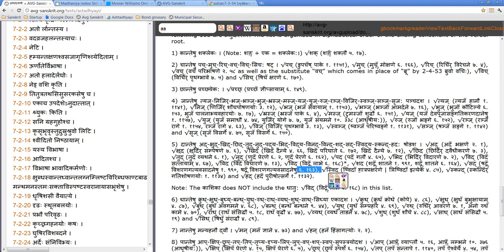Then shvida gatra prakshanane, which means to sweat. So it is in the divadi ganaha. So it is mishvida or shvida. Then skandir gati shoshanayoho in the bhadi ganaha and hada purishotsarge in the bhadi ganaha. So there are these 16.